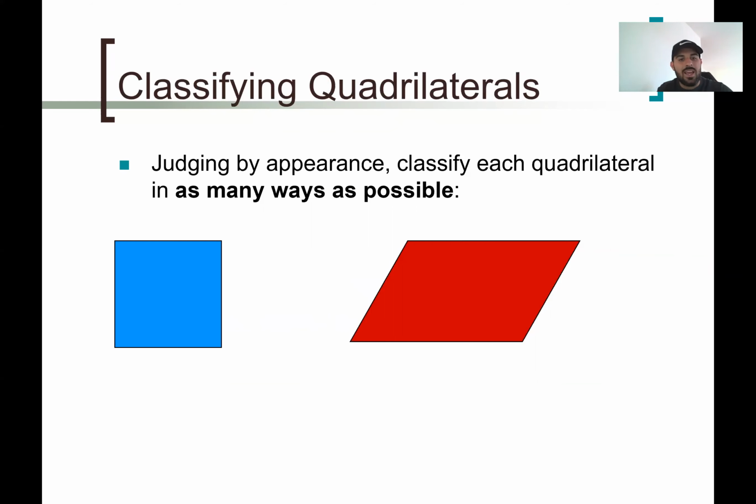So first of all, obviously it's a quadrilateral because it has 4 sides. Now, does it have 90-degree angles? It sure looks like it. So it can be a rectangle, right? Do the sides look congruent? The sides do look congruent, so it could be a rhombus, correct? Are opposite sides parallel? Opposite sides are parallel, right? They have the 90 degrees.